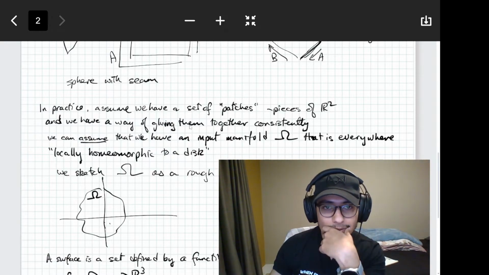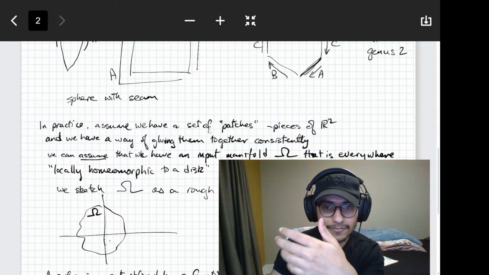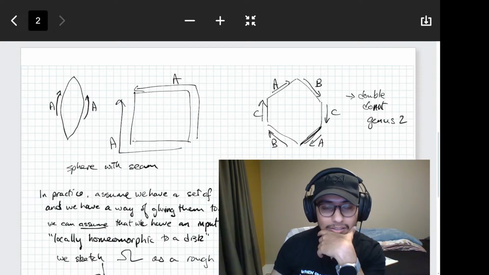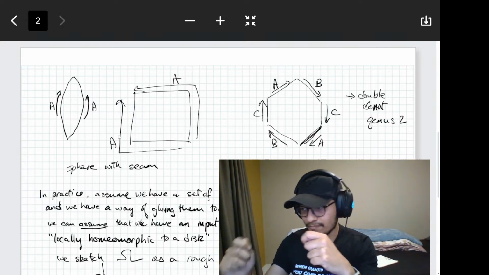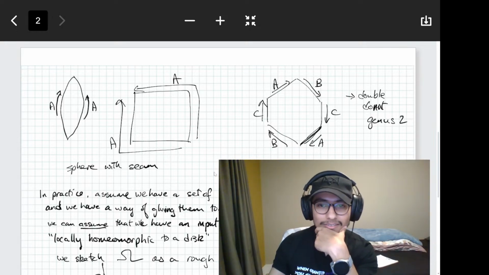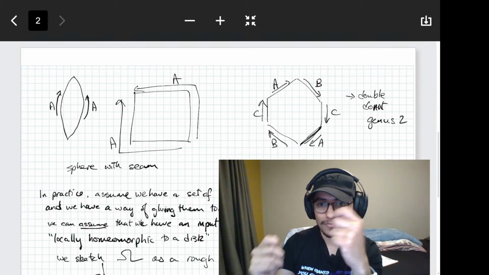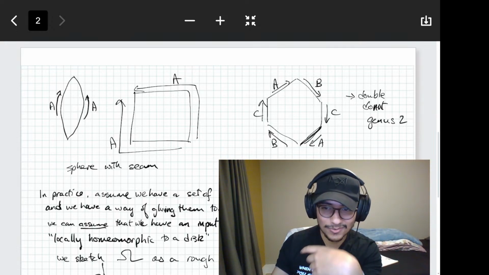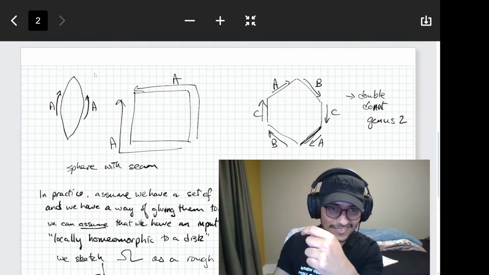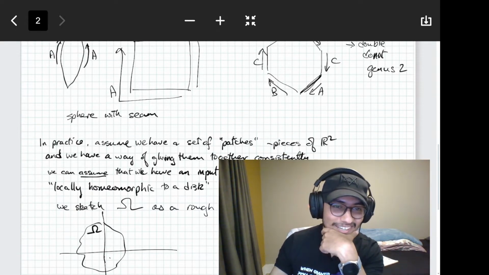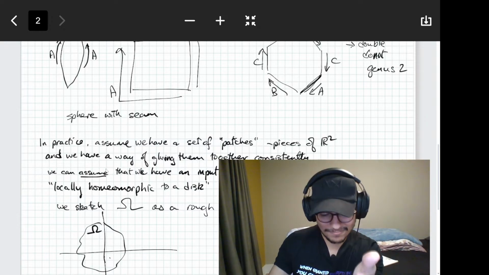So what he says here is, just imagine that we have a bunch of patches, those pieces of paper that we would wrap around our objects. R square basically means a 2D surface. So when you see R square, imagine 2D. When you see R cube, imagine 3D. Actually, that's what I do, and it makes way more sense.